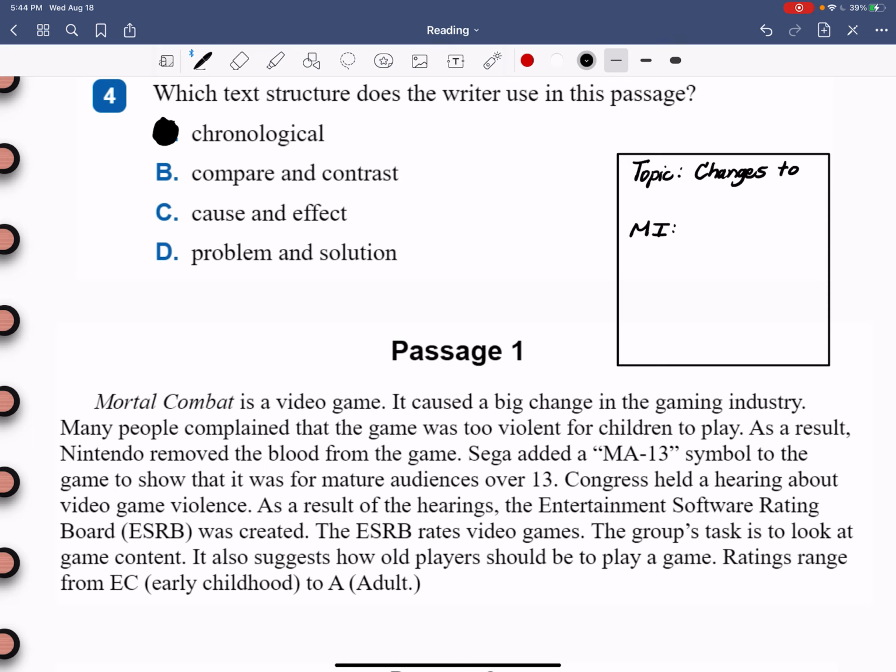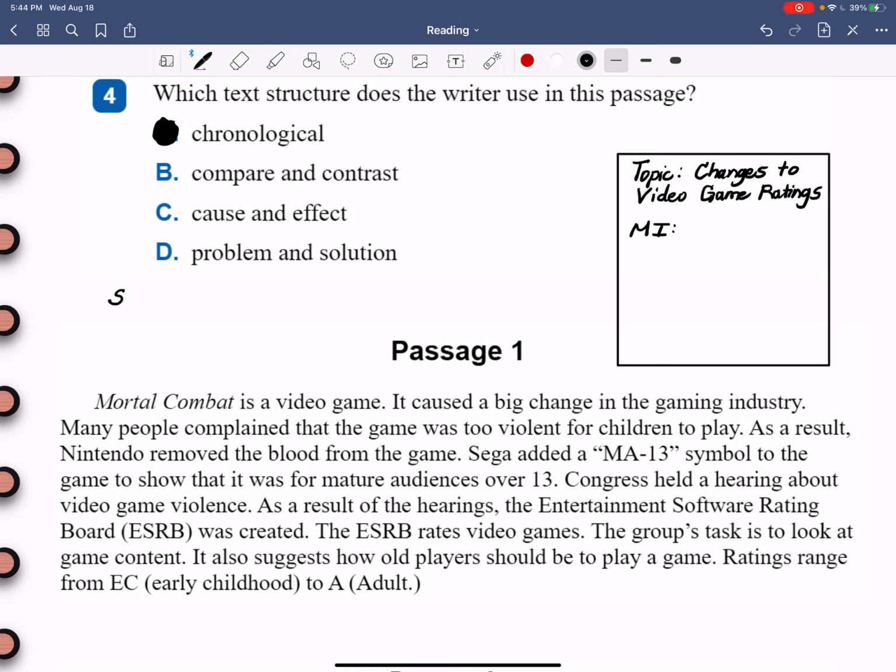to video game ratings. We are looking at how these changes came to be. Mortal Kombat is just an example of why the change needed to occur.